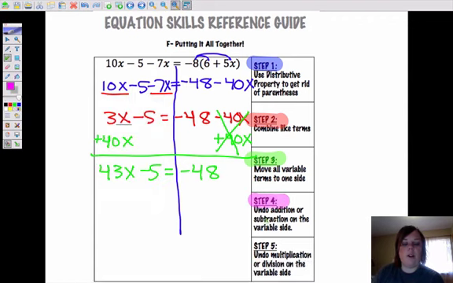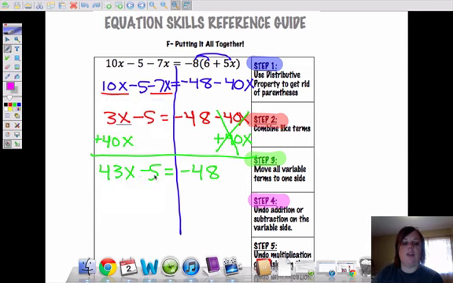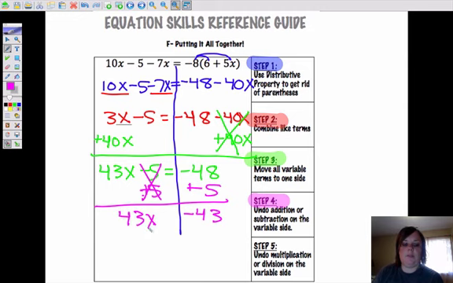For step number 4, I'm going to undo the addition or subtraction on the variable side. Remember, we're trying to get x by itself, and we work out in to the x. So to undo that minus 5, I'm going to add 5, and then I have to add 5 to this side as well. The minus 5 and the plus 5 cancel out, and then I have negative 48 plus 5, which gives me a negative 43. And on this side, I'm left with 43x. So that equals negative 43.